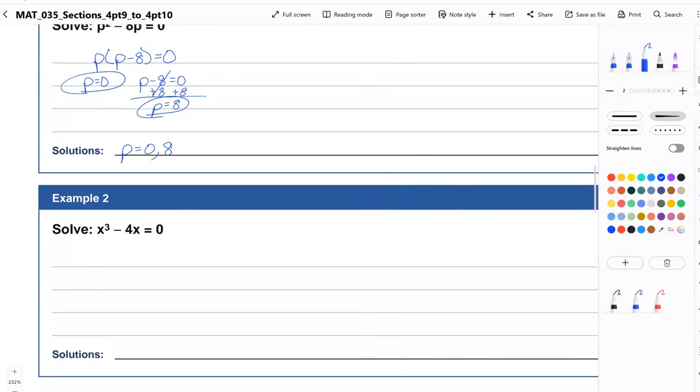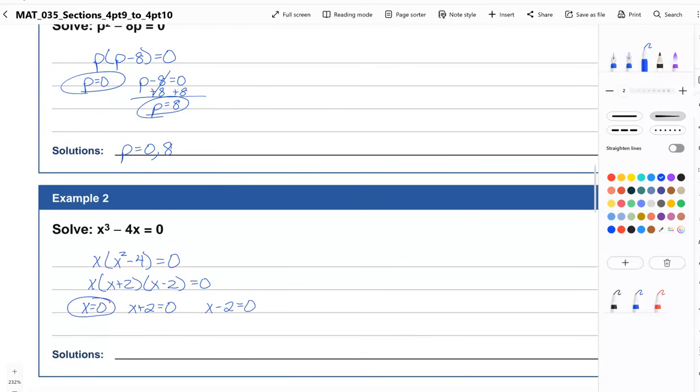Next one, we have x cubed minus 4x equals 0. So we're going to start by factoring out that greatest common factor, which is x. That's going to leave us with x squared minus 4. And then we recognize this as a difference of squares. That's going to factor into x plus 2 times x minus 2. So we're going to set each factor equal to 0. x equals 0, x plus 2 equals 0, x minus 2 is equal to 0.